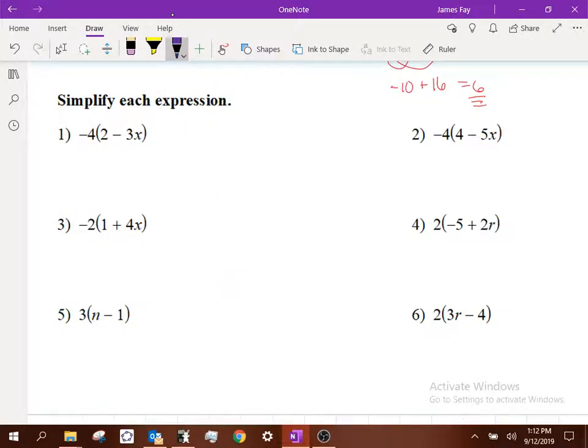All right, so doing this first one, you're going to take the negative 4 that's out front, right? And you are going to multiply it by the 2. So what's that give you? Negative 8. And then you're going to take the negative 4. Now just be careful here because we're going to multiply it by that thing there, right? So you got to multiply it by negative 3x. So what's negative 4 times negative 3x? It'll be positive 12x, right?